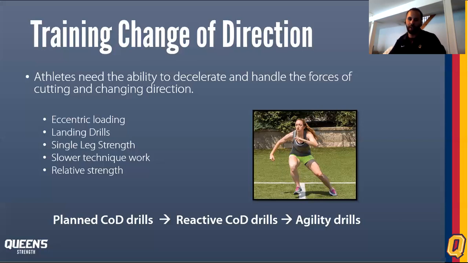So how do we think about progressing here? Well, we're going to start with what we call planned change of direction drills. These are very simple 4-cone drills. In the video I previously showed you, agility ladder drills. These are very, very simple things. And then we're going to add in what we call reactive change of direction drills.